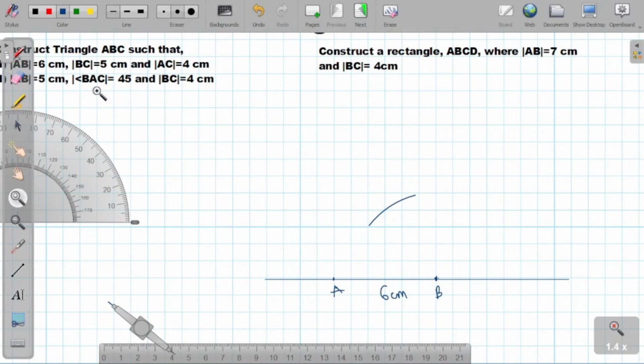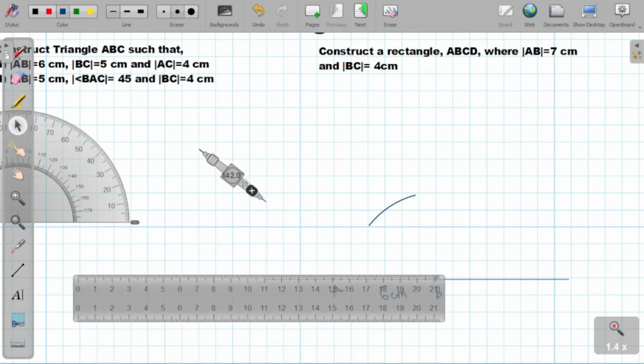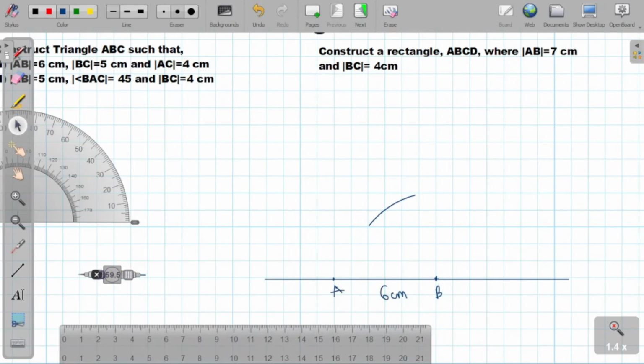So I have over here AC is supposed to be 4 centimeters. So I take my rule again, and with my compass again, I now take the 4 centimeters on my rule. I make sure the tip of the compass is on the 0 mark, and I reduce the length of the compass to 4 centimeters over here. So I can now remove my rule.